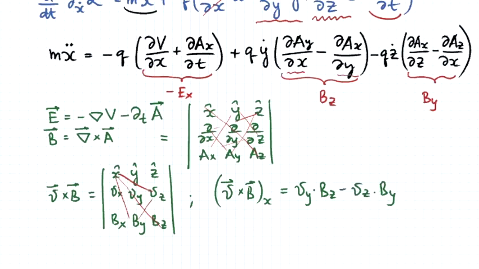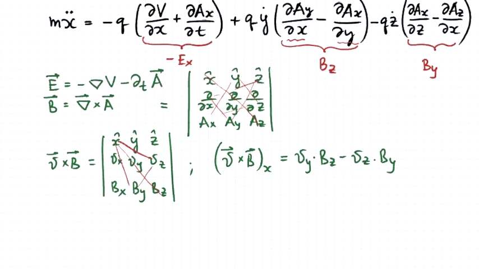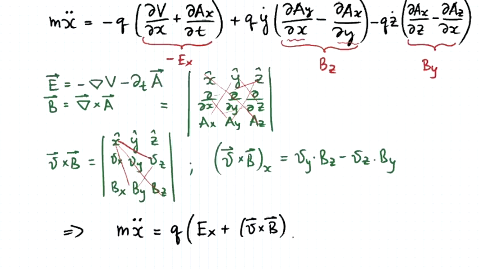So thus we can simplify the equation that we got, and it becomes the following. So we're going to get the left-hand side, mass times acceleration in x, equals charge multiplied by electric field in x component plus the cross product of V and B along x component. So in fact we proved it. So this is the correct equation of motion.